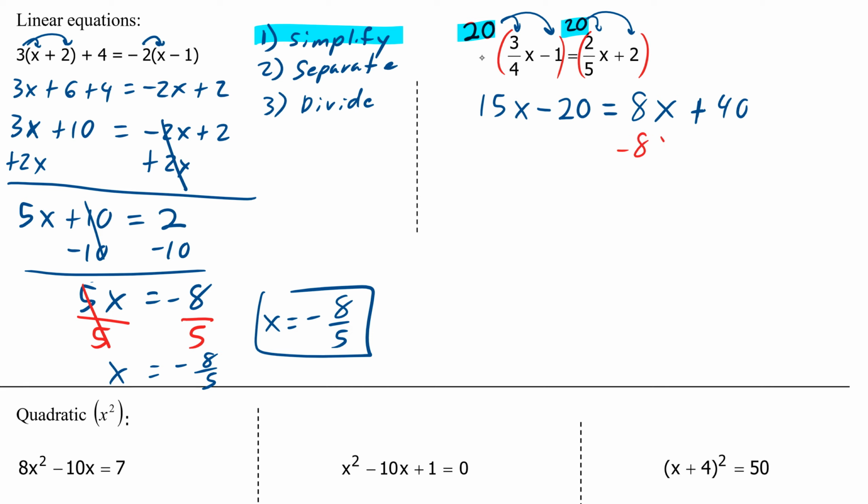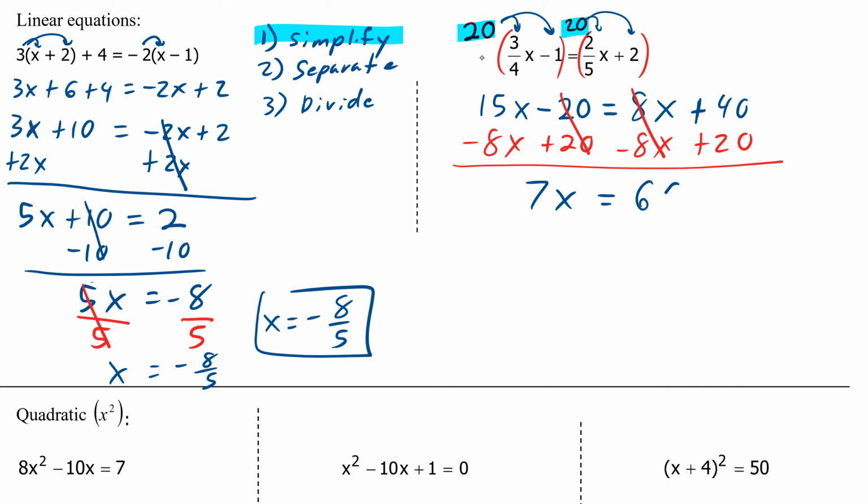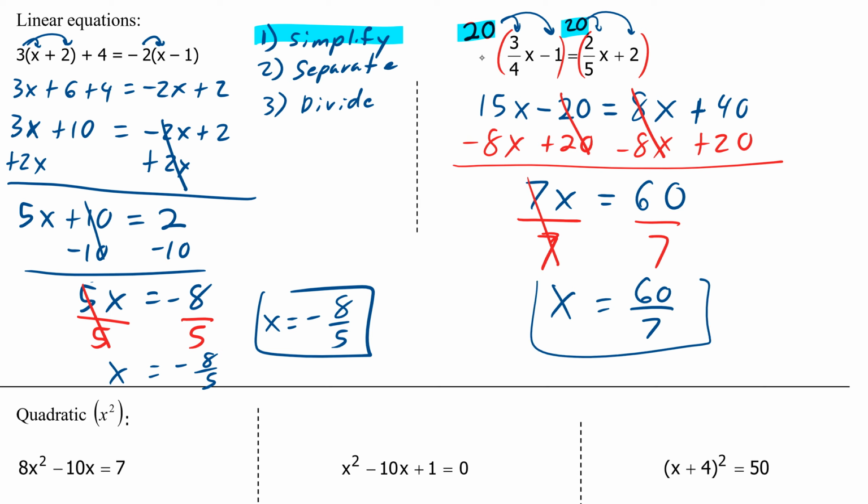All right, now we just separate, part 2. So we're going to move the 8x over. And you can even do this all in one step. So now we can add the 20 to the other side. So we're moving the x's from one side and the constant from the other. And that ends up with 7x equals 60. And then the last step, number 3, is divide. And we get 60 over 7. You can write these as decimals or mixed numbers, but 60 over 7 is the answer.